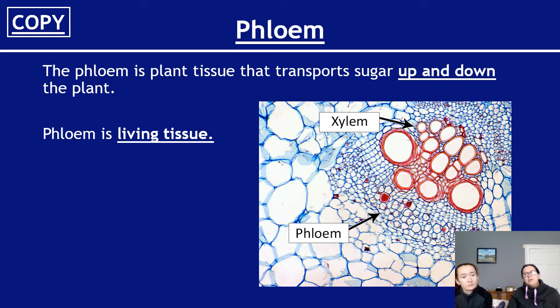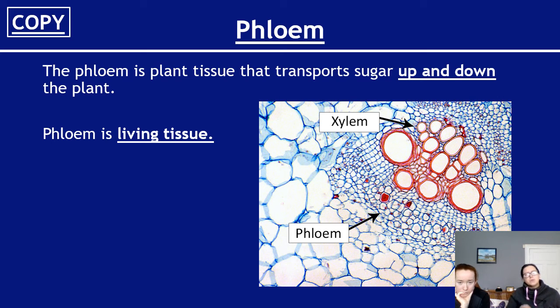Okay, phloem is the second type of transport vessel that is inside plants, and it's the last thing that we cover as part of this key area, and it transports sugar. Now, it transports sugar up and down and left and right all over the plant, okay? So while xylem only goes up, phloem can go anywhere.